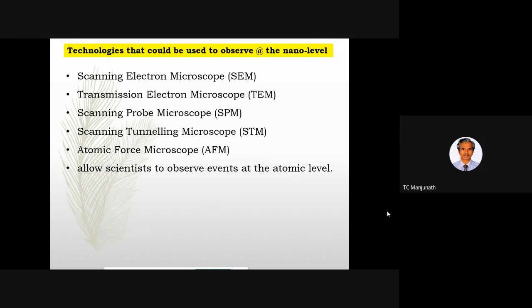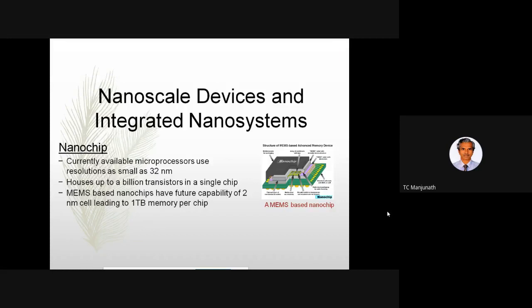So nanoscopic devices and integrated nano systems, a nano chip. This nano chip forms the basis for the nano robots or the micro robots. Currently available microprocessors use resolutions of up to 32 nanometers, right? And this chip houses up to a billion transistors on a single chip. That is a MEMS, microelectronic mechanical system based nanochip. They have future capability up to 2 nanometer cell, leading up to 1 terabyte memory per chip.